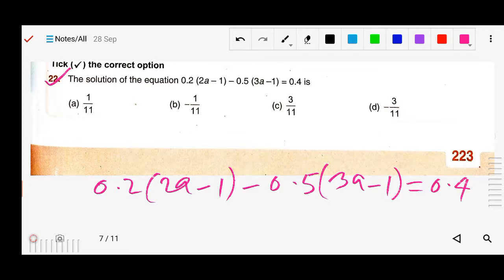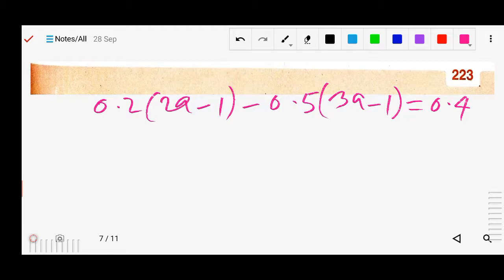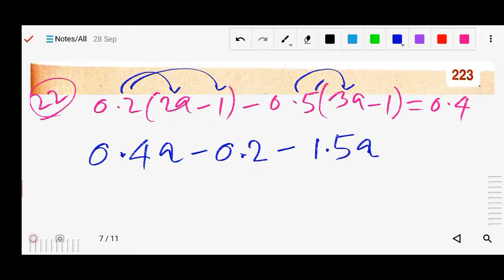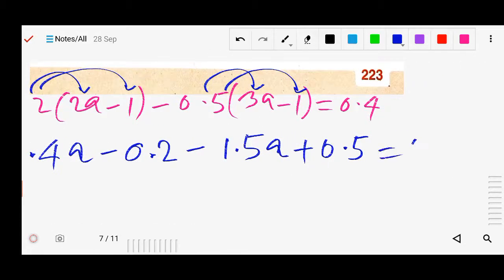First of all, we will remove the brackets. So do it. It is number 22. This will multiply here, and here it will multiply. So 2 2s are 4, so it will be 0.4a. Okay, this point concept you can understand. So 1 into 2, 0.2, minus this will multiply here, so it will be 0.5 times 3a, with the point after one digit, and again it will be multiplied to 1, so it will be plus 0.5. Okay, now next it equals 0.4.